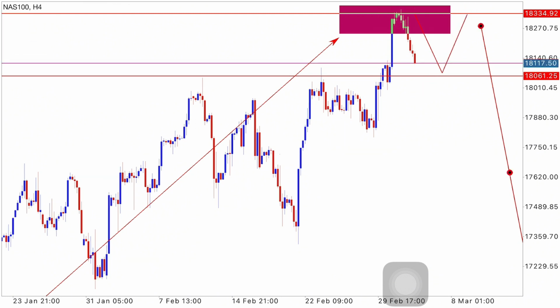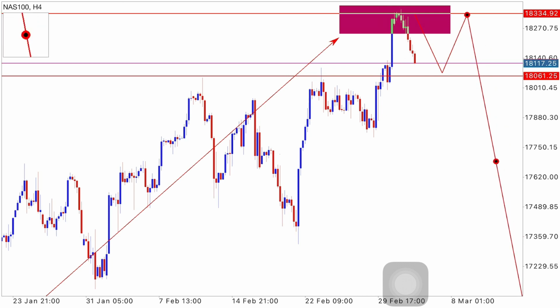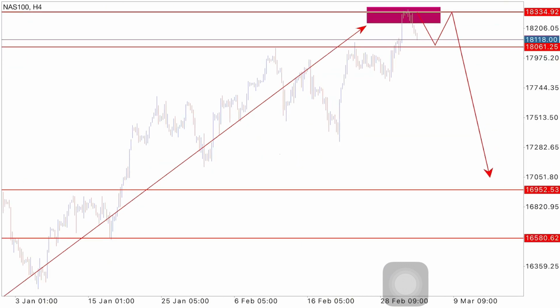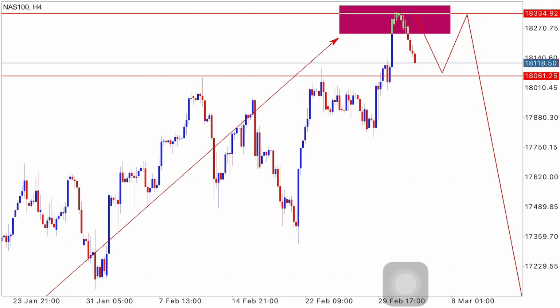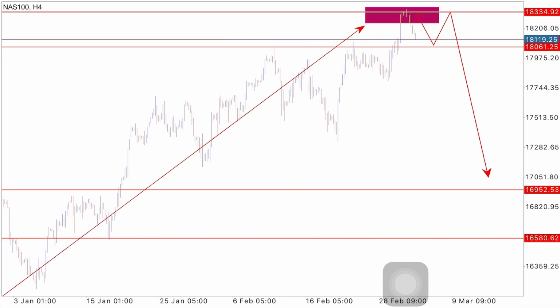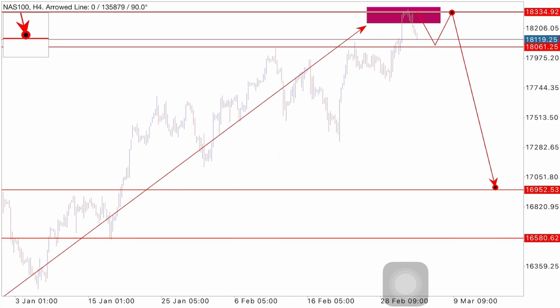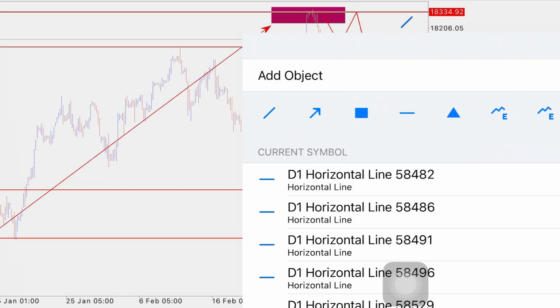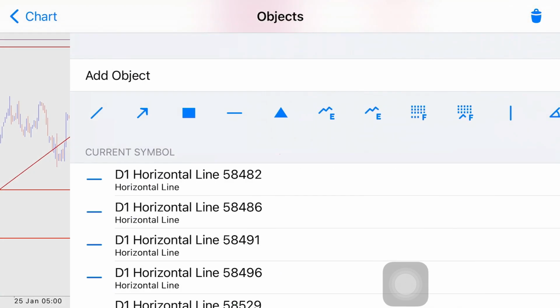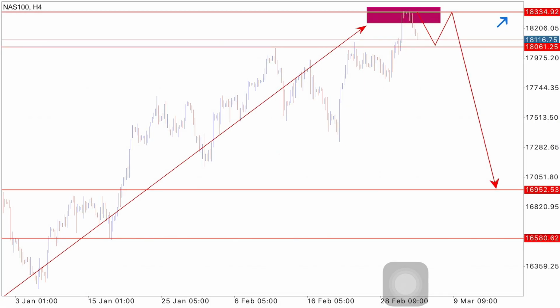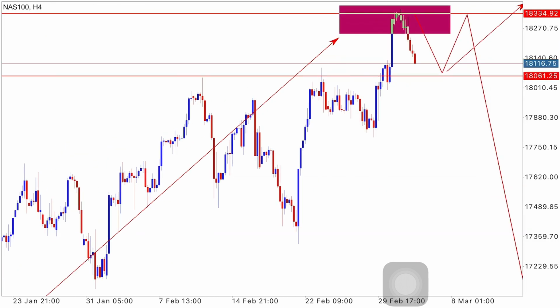This is what I'm actually expecting for NAS 100 to do. So we'll just have to wait for the market to see if it will actually move in this type of setup, or continue to the upside, come from this point here and continue to the upside.